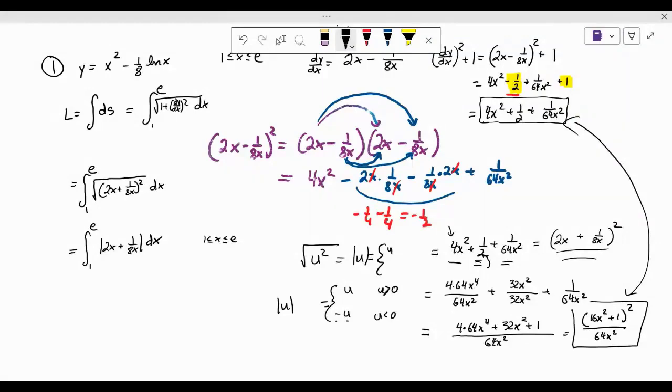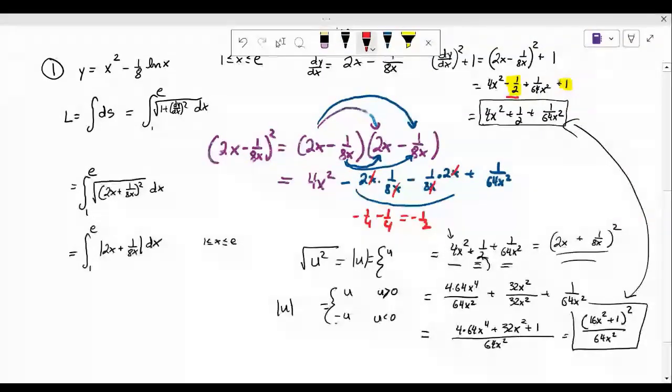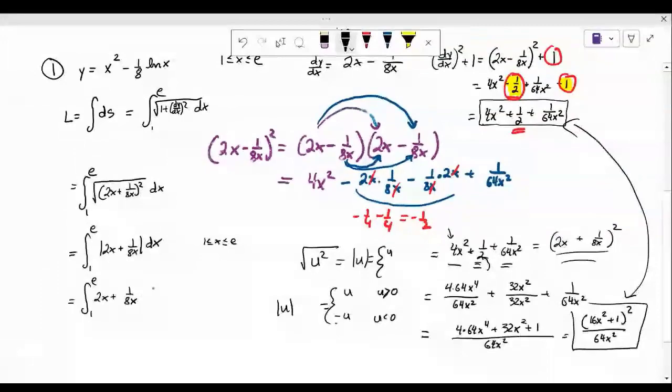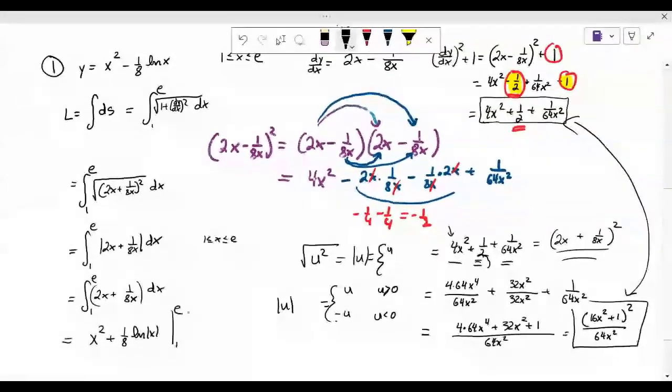So if somebody's asking online what happened to this 1, well, I combined it with this negative half to get a positive half, and then I factor. Okay. So anyway, we can drop the absolute value bars here, just to make sure you're aware. And then we anti-differentiate. And plug in the bounds.